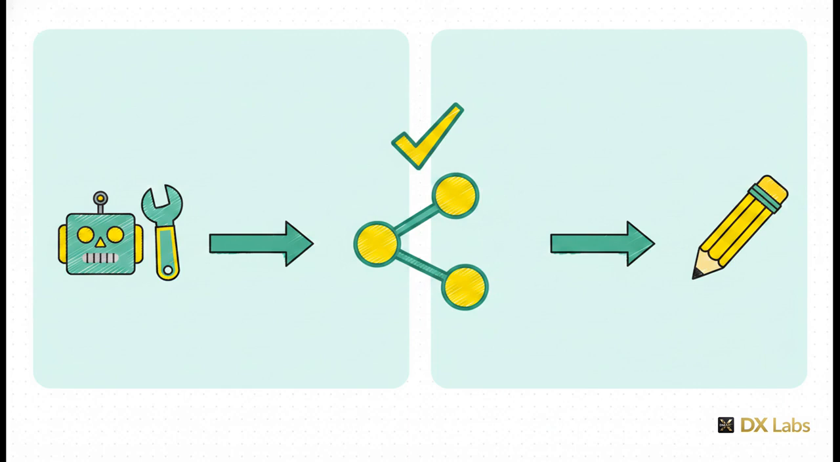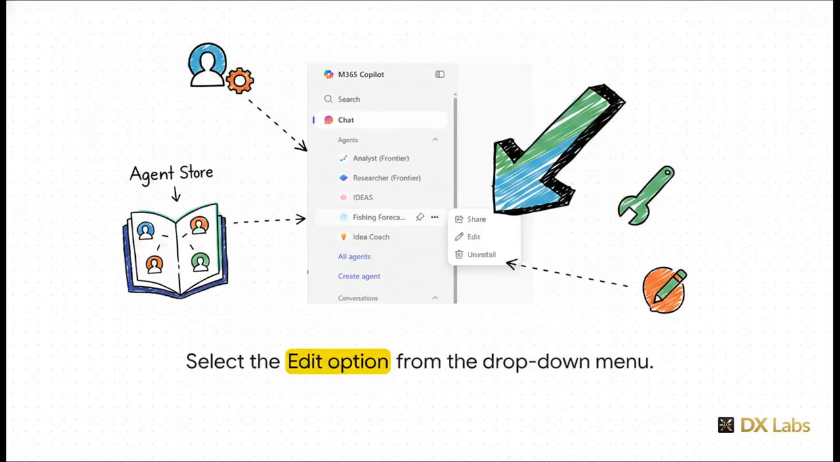Furthermore, here is a really critical rule. When you update an agent, shared users cannot see the latest changes until the agent is reshared with them. If the agent has SharePoint files as sources, resharing ensures those files are shared again so everyone gets a consistent experience. Let's look at exactly how to do this in Copilot Chat.